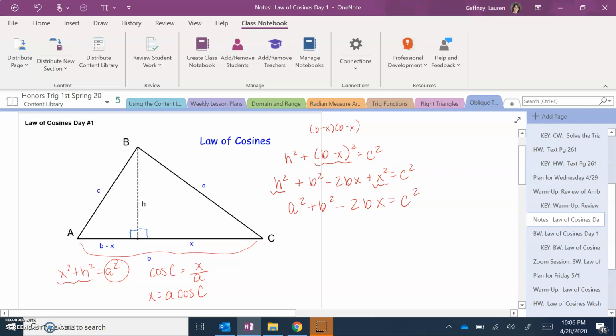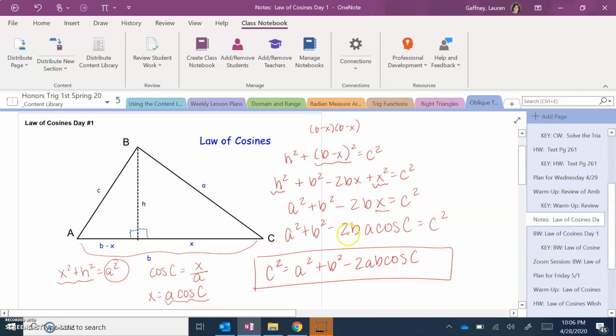Ultimately, my goal is to get an equation that just uses pieces from the original big triangle, with just sides A, B, C and just angles A, B, C, before I put this height in. Ideally, I want to get this x out. We solved for x already, so let's replace that x with a cosine C. When I rearrange this to make it prettier, the law of cosines is c squared equals a squared plus b squared minus 2ab cosine C.